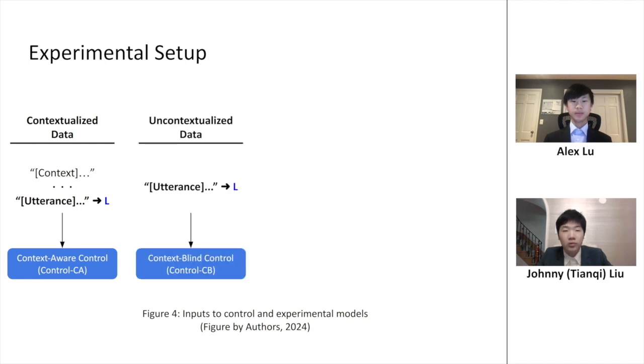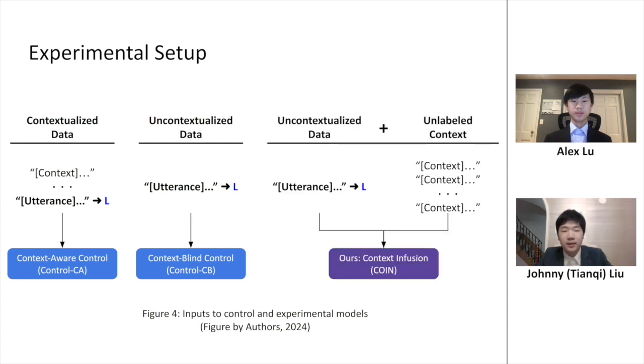A context-blind control model is also trained with an uncontextualized dataset, representing the lower bound or starting point of our method's expected performance where the model is completely ignorant of context. Our model starts with the same uncontextualized dataset, but trains a context-aware model through a special training procedure and the addition of an unlabeled context dataset. This is just a raw conversation dataset that can be easily scraped from any desired source like social media.